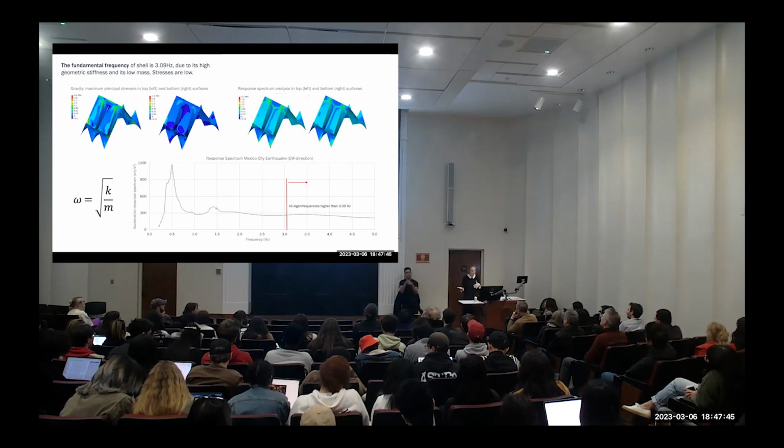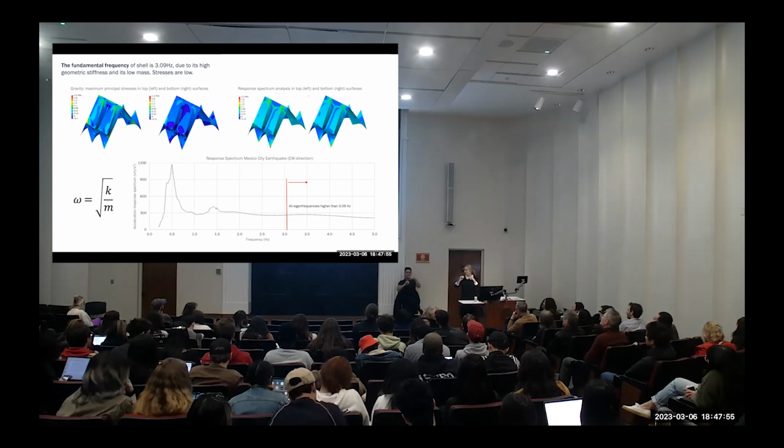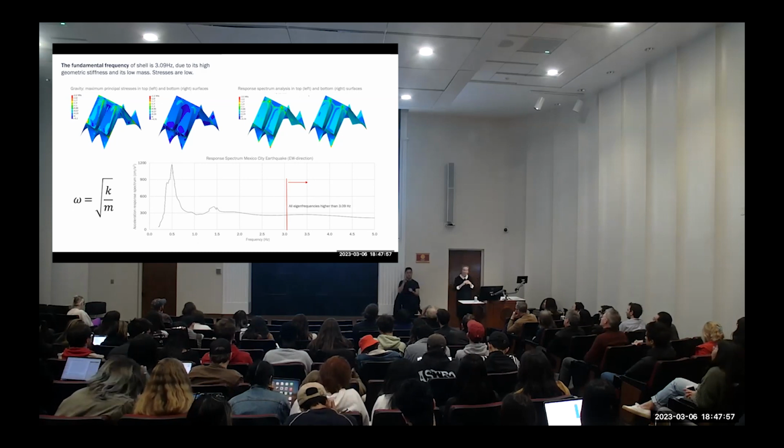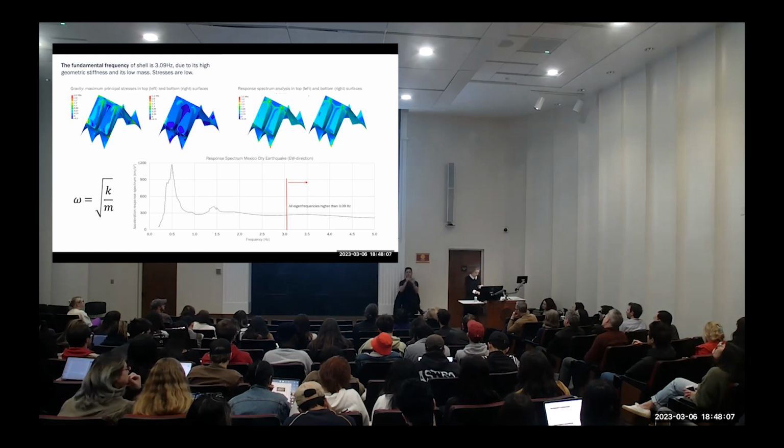And so these shells have very high eigenfrequencies. And on the left-hand side is the only formula I'm showing. The formula for eigenfrequency is the square root of stiffness over mass. For shells, the mass is very small, it's very thin. The stiffness is very high because it's curved, and has geometric stiffness. So the eigenfrequency is very high. It's much higher than, for example, for normal frame structures.